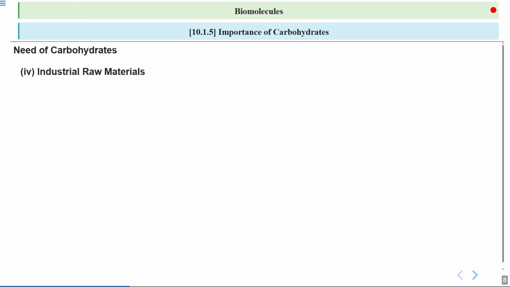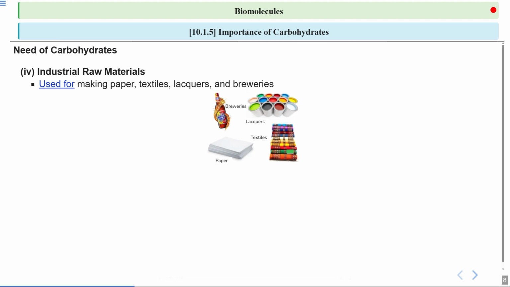Now if we talk about industrial raw material, then if we see some specific examples, biomolecules are used to make products like paper, textile, lacquers and even in breweries. Okay, so if you see this, this is used for making all of these things.